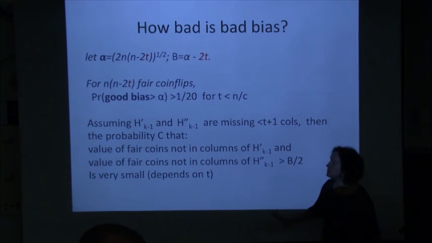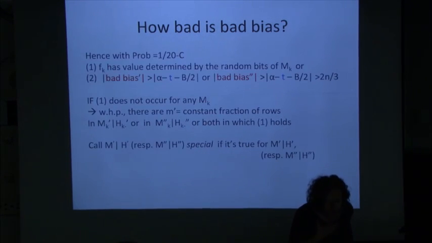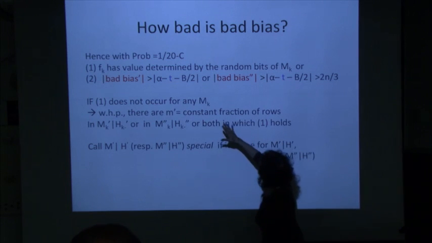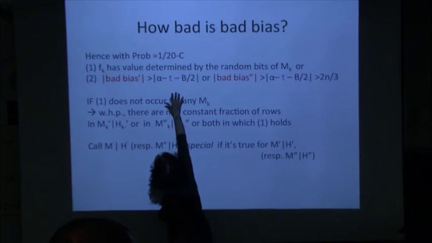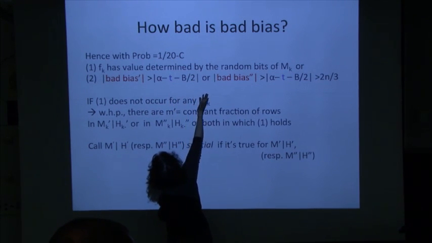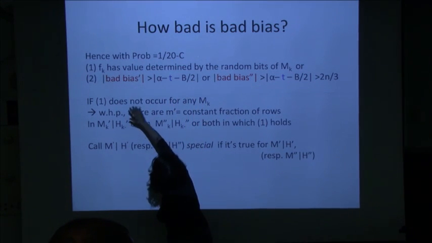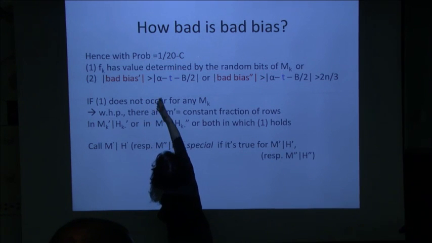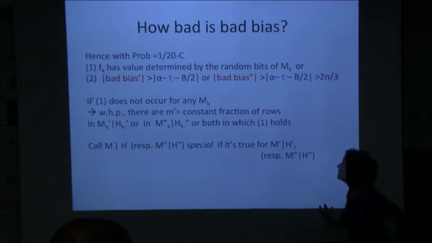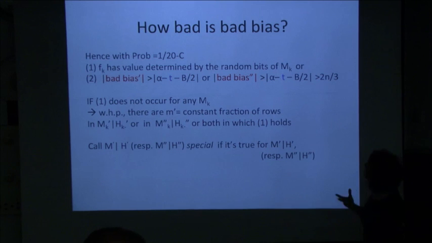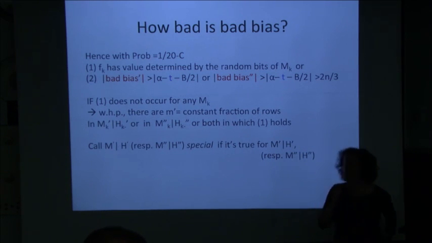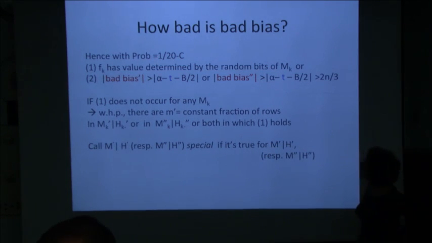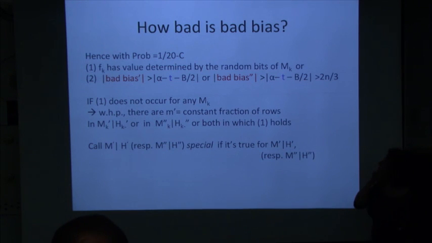that still leaves us with the bad bias. So with some probability that the excluded coins don't have too high a value, we have that F sub k, the function on the kth matrix, has a value that's determined by the random bits of M k, or the bad bias is high. And it has to exceed this amount, 2n over 3.